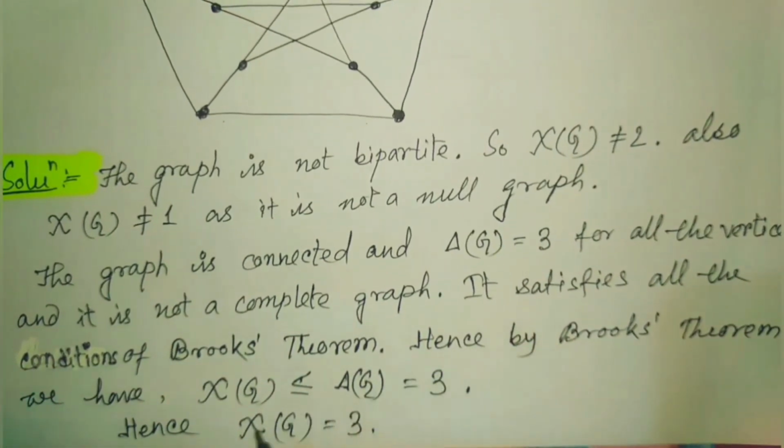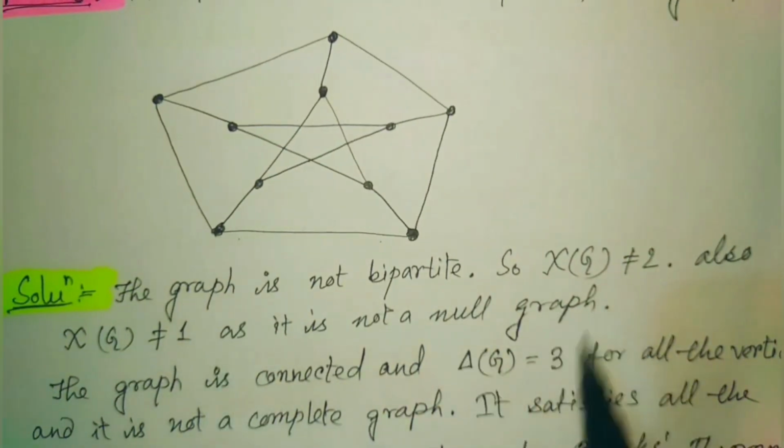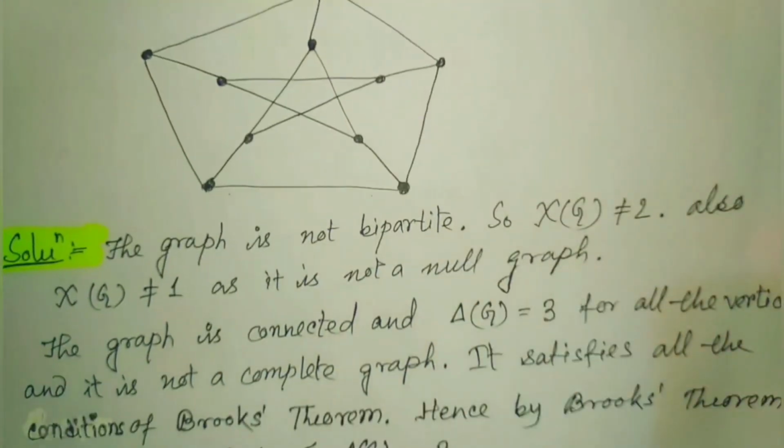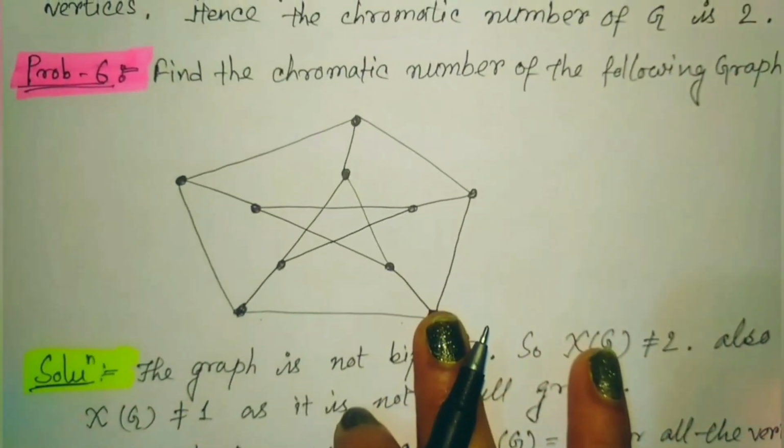So, we can say that the chromatic number of G is less than or equal to the highest degree of the given graph, which is equal to 3. Hence the chromatic number should be 3, because it is not 1, not 2, and it is not more than 3. So it is definitely 3. The chromatic number for this graph is 3.